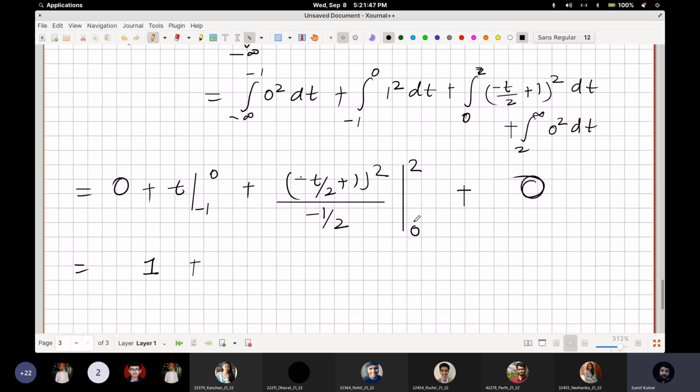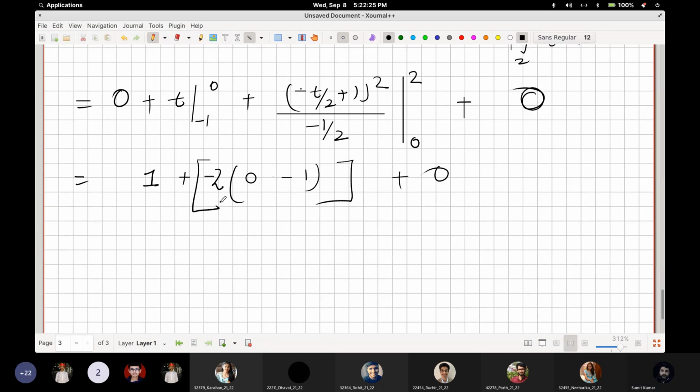So what is this value going to be when I put 0 here and when I put 2 here? When you put 2 here, it's going to be 0, isn't it? Right? So 0. And let me take minus half here. So this is minus 2 times minus half as 2 and 0, and when you put 0, how much is this going to be? 1, isn't it? It's going to be 1 there, and then after that, it's 0. Do we agree this is the value that we will be getting?